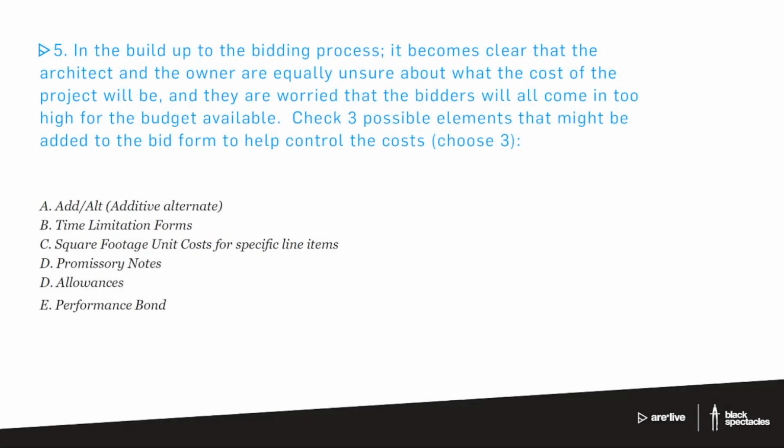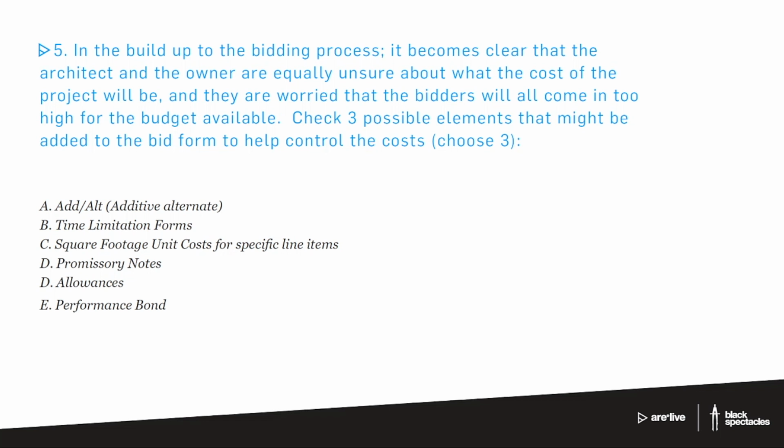In the build-up to the bidding process, it becomes clear that the architect and the owner are equally unsure about what the cost of the project will be. So, imagine maybe it's an adaptive reuse, where you're unsure about what's inside once you start opening walls up. So you know there's going to be costs, but you're just not 100% sure about what's going on. And they are worried that the bidders will all come in too high for the budget availability.